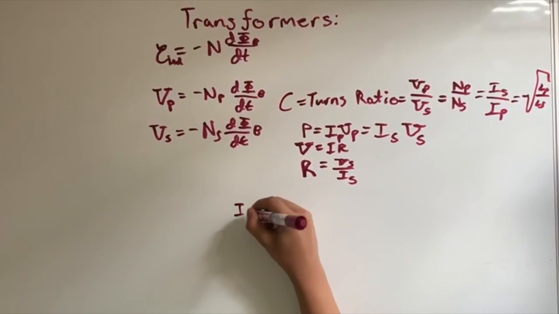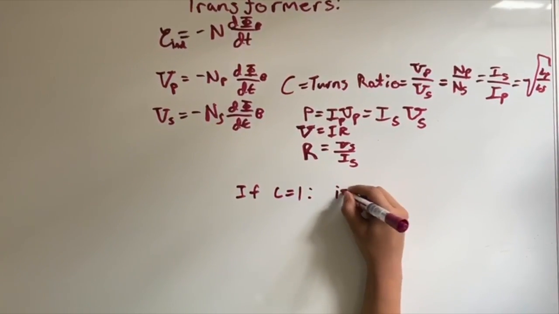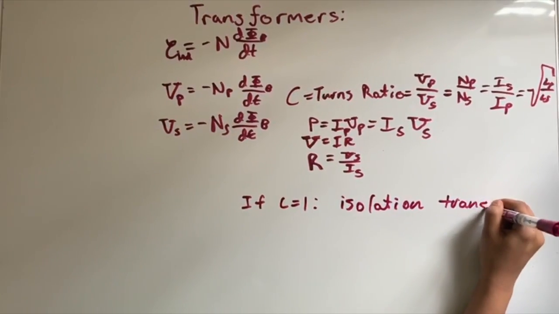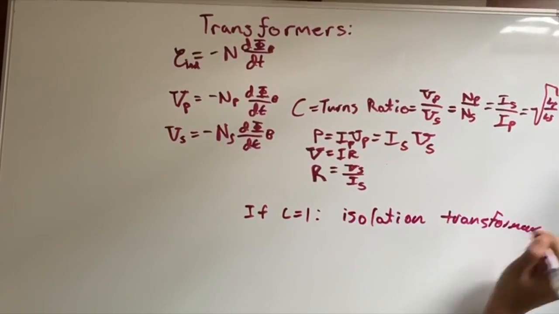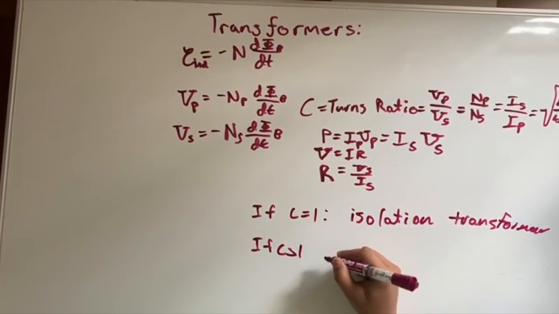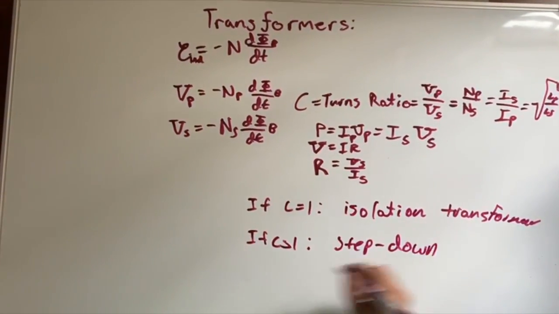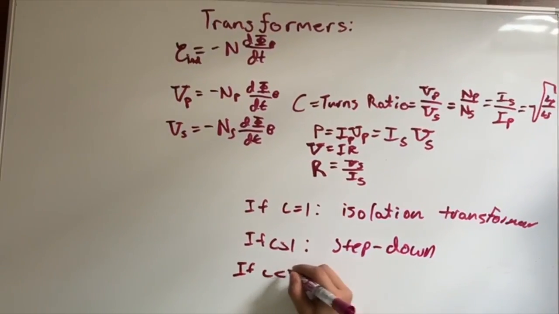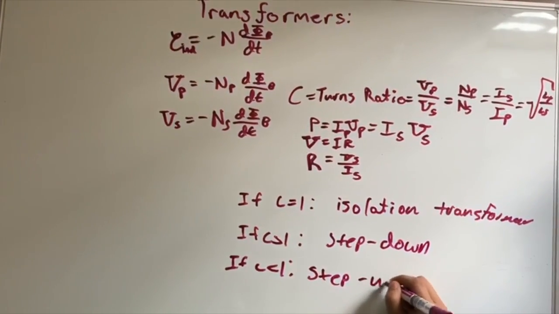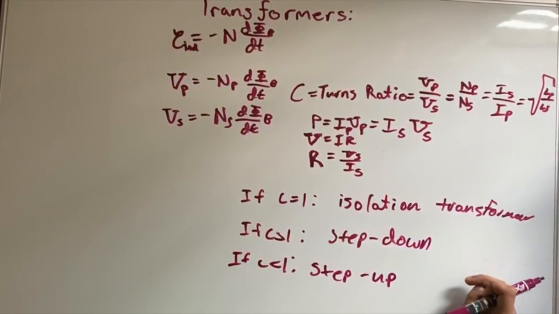If C is equal to 1, it's called an isolation transformer. If C is greater than 1, then it's a step down transformer. And if C is less than 1, I'm pretty sure you can guess, since C greater than 1 is called step down, this must be a step up transformer, where C is, of course, the ratio that we are seeing here.